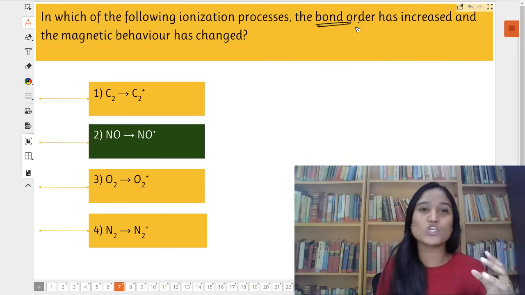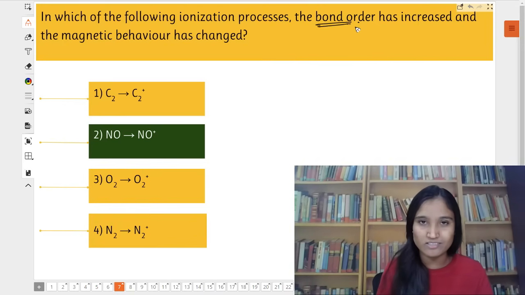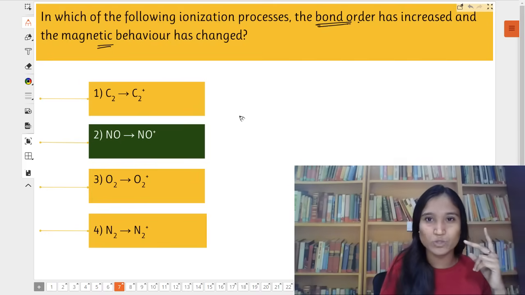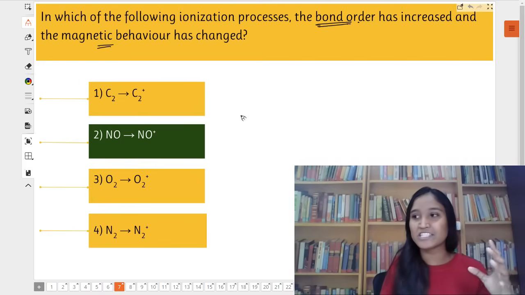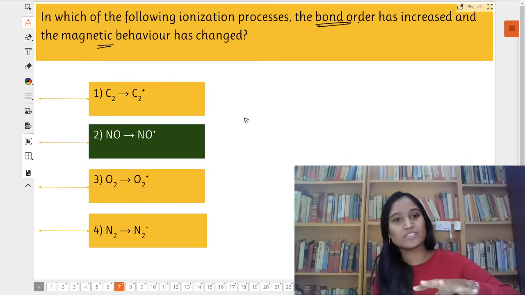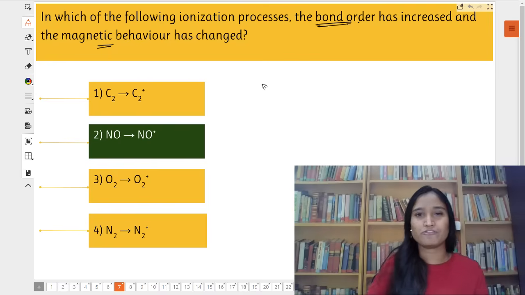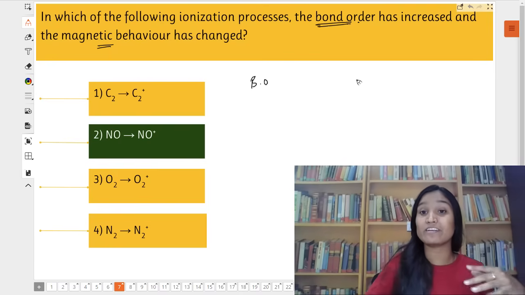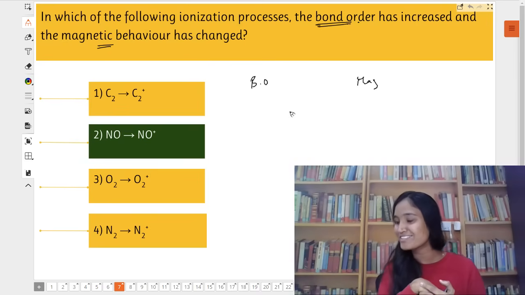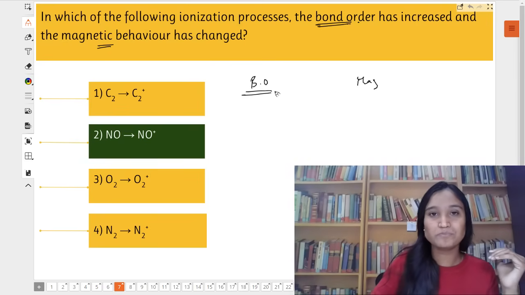They're asking in which of the following ionization processes the bond order has increased and the magnetic behavior has changed. So there are two parts of this question. First you should identify the bond order change, from C2 to C2 plus or whatever. First thing is to calculate bond order and then to identify magnetic property. Correct? Then how do you calculate bond order?